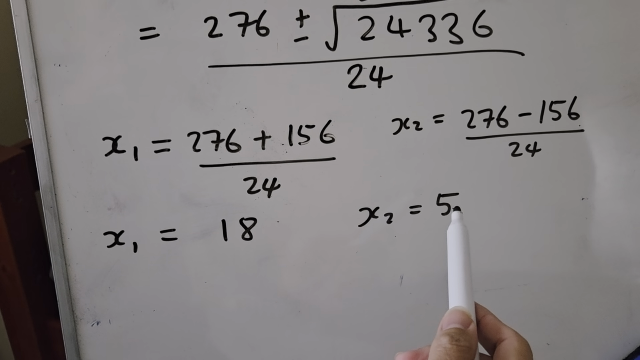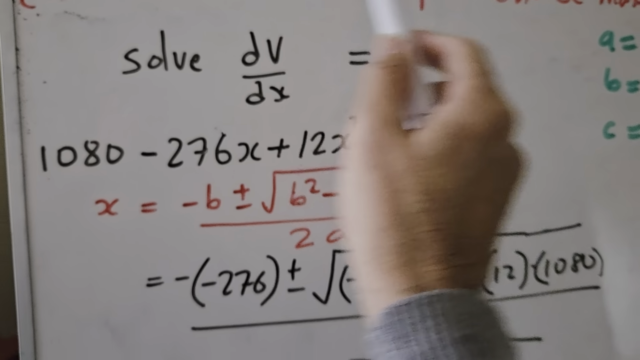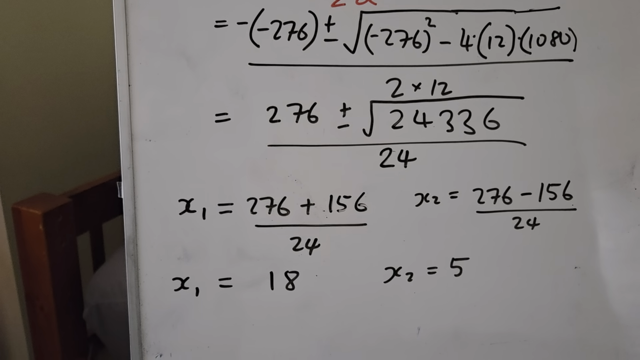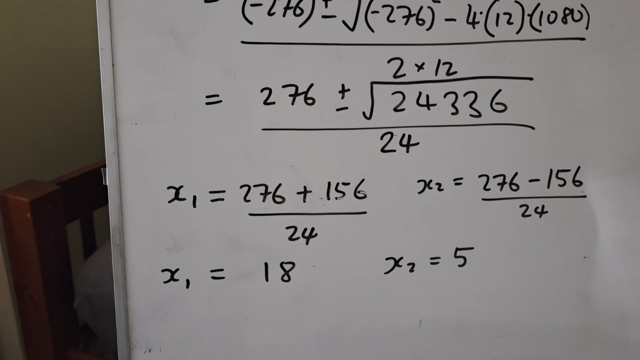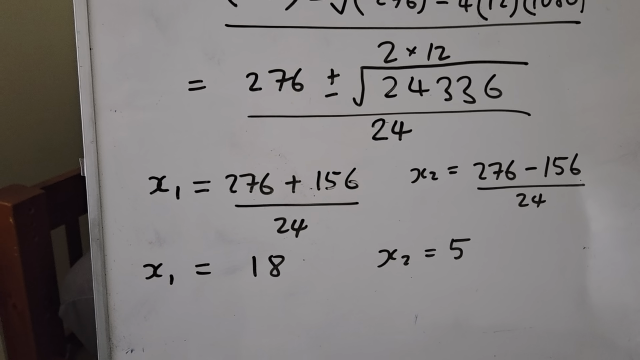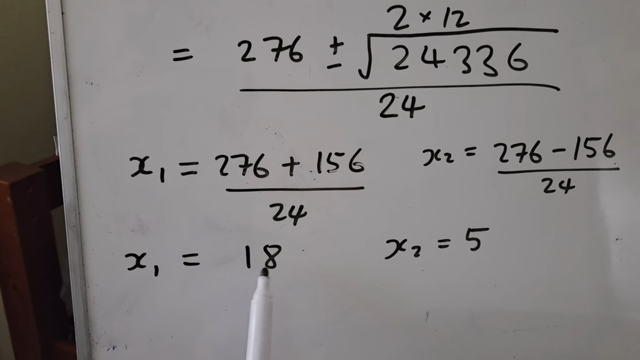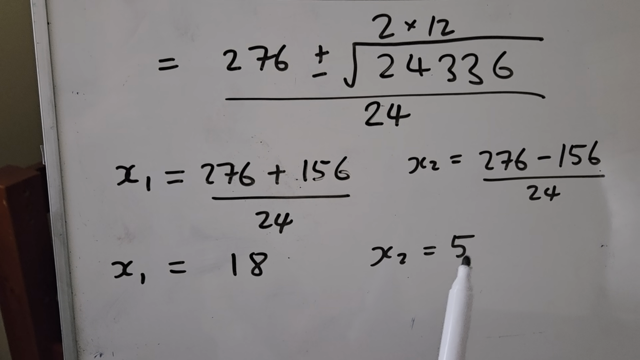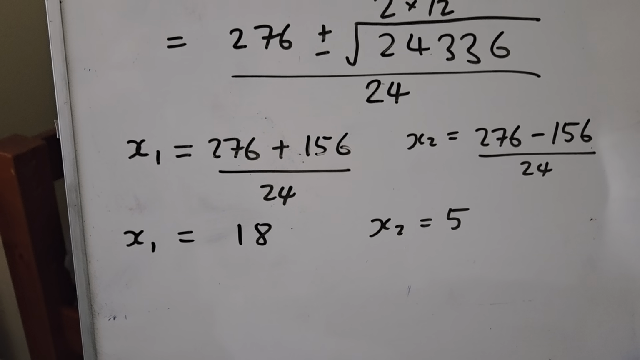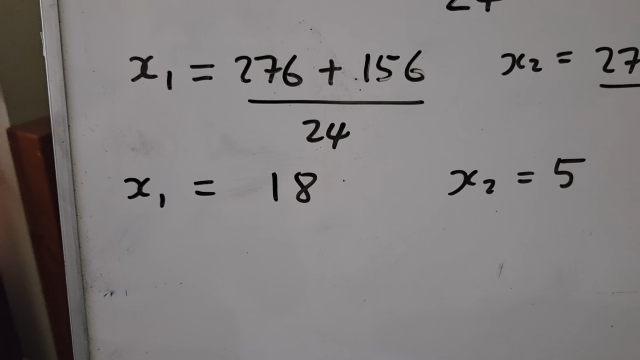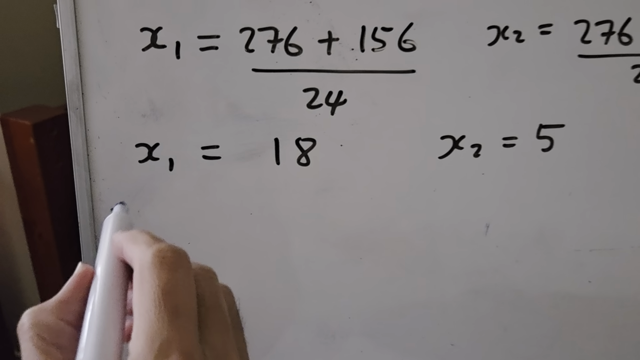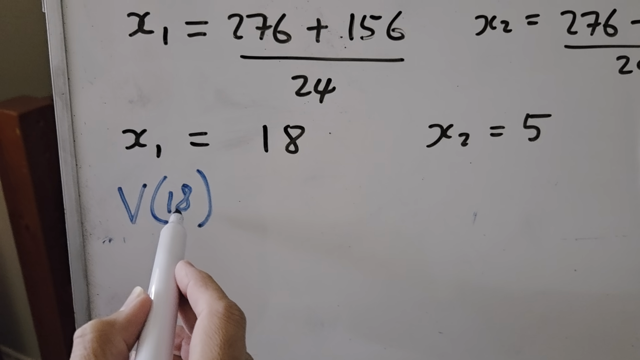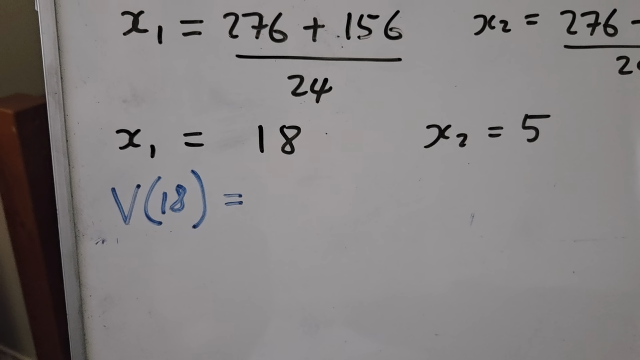Now for optimization, the question is asking for what value of x will the volume of the open box be maximum. So we can't leave the answer like that, because the question is asking which one of the values gives you the maximum volume. So in the volume formula, you substitute 18 and you substitute 5 and see which of those gets us the maximum volume. It's a little bit of work required over there. So let's find V of 18. That means substitute 18 in the original volume formula and see what volume we get.